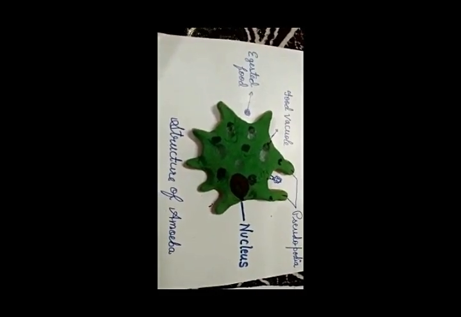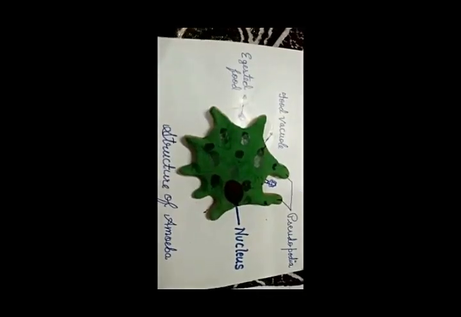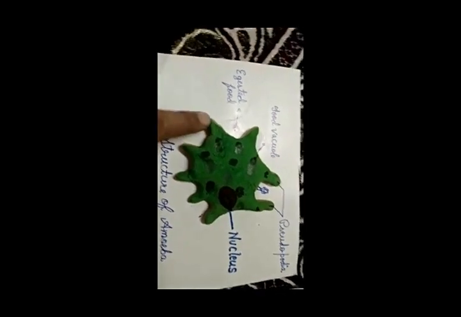And last is egestion. As we have already discussed that egestion is removal, meaning the remaining undigested material is moved to the surface of the cell and thrown out of the body of amoeba. You can see here waste food item. It is called egested food. So this process is called egestion.